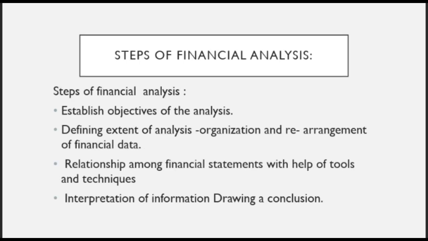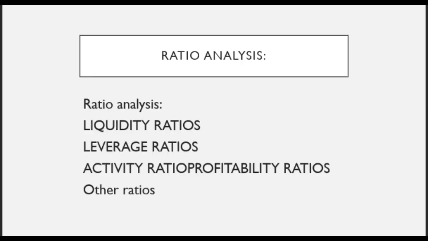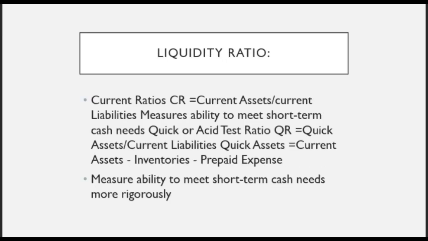Steps of financial analysis: establish the objective of analysis, define the extent of analysis, organize and rearrange financial data, establish relationships among financial statements with the help of tools and techniques, interpret the information, and draw a conclusion. Ratio analysis includes liquidity ratios, leverage ratios, activity ratios, profitability ratios and other ratios.